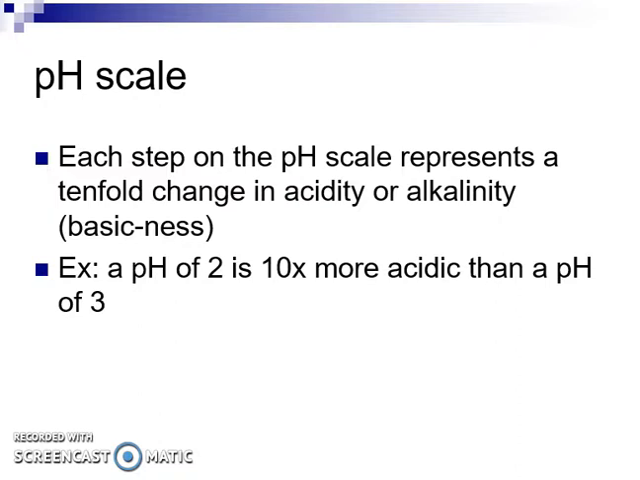Each step on the pH scale represents a tenfold change in the acidity or alkalinity, basicness of the object. Now, what I mean by tenfold, if you look at the example, a pH of 2 is 10 times more acidic than a pH of 3 because you're going lower. The most acidic is 0, so you're going lower. Versus, let's say I'm talking about a pH of 11, which is 10 times less basic than 12.